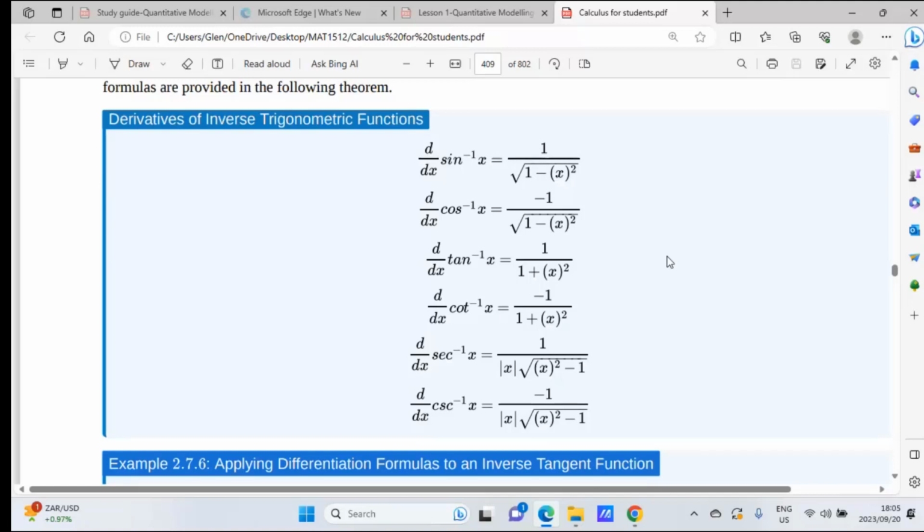The difference is always -1. Then the other difference between sine, cos, and secant, cosecant is that cosecant and secant have the absolute value of x, and it's the square root of x squared minus 1. And when it applies to sine and cos, it is the square root of 1 minus x squared.